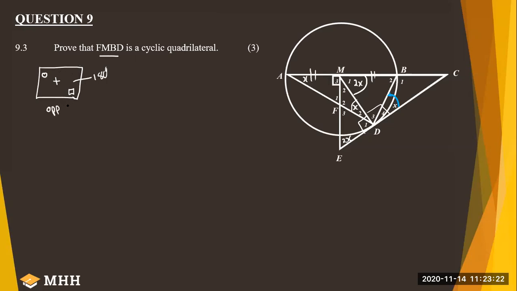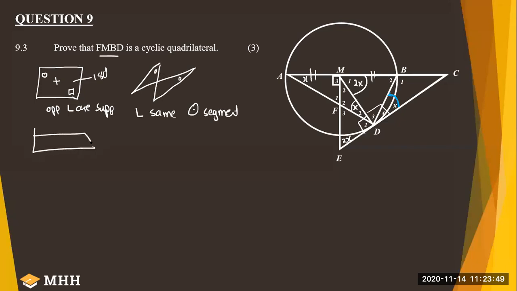Opposite angles are supplementary. Your bow tie: if you see two angles that are equal, you can say angles in the same circle segment, if I can prove that. Third one, if I can prove exterior angle is equal to the opposite interior angle.